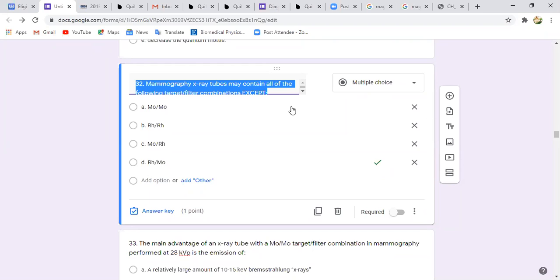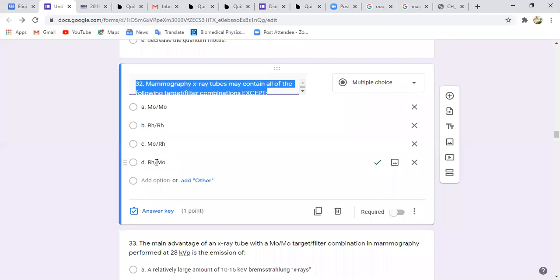In fact, for any X-ray system, we don't use a Mo-Rh combination for the simple fact that molybdenum has K-edges of 17.5 and 19.2 or so, and 19.6, whereas the K-edge for rhodium is 20.2 and 22. Around 20 to 22. You don't use a filter that has a lower K-edge than the target.